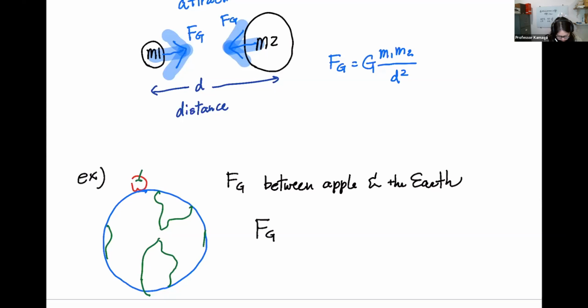This gravitational force on the apple equals G, the mass of the apple, the mass of the Earth. And the Earth is so large, so the apple could be maybe 1 meter away from the ground. It could be even 10 meters above the ground. But you can approximate the distance to be the radius of the Earth.